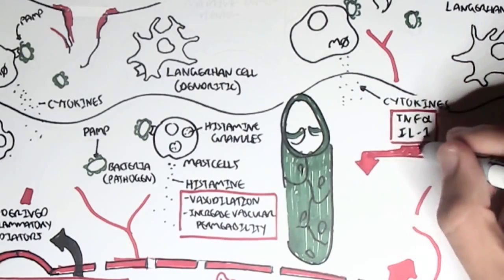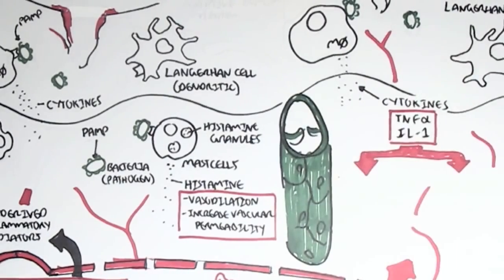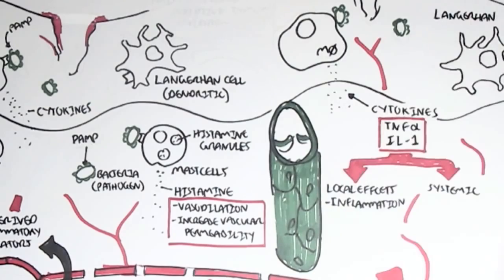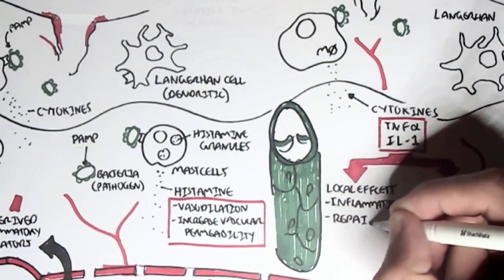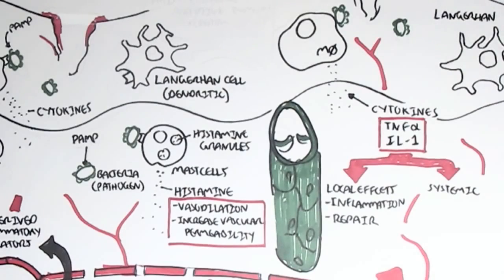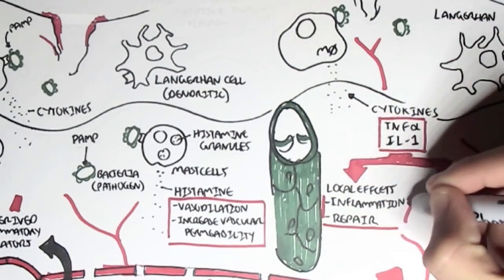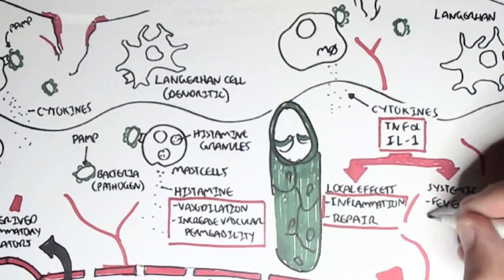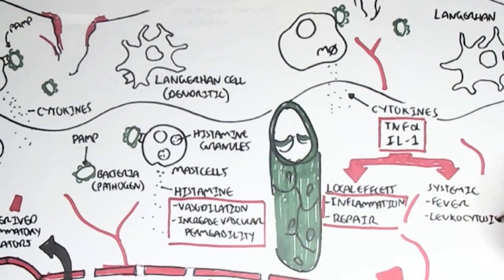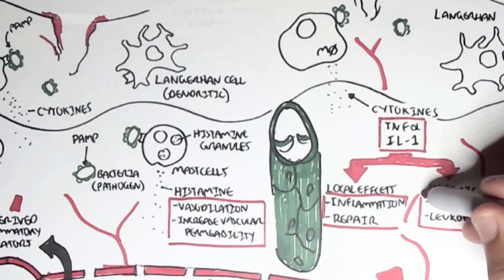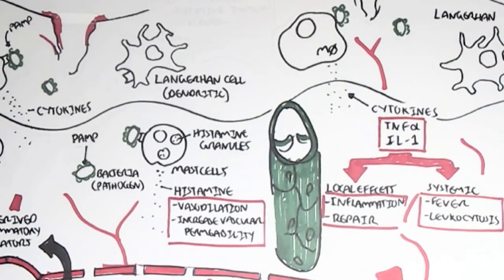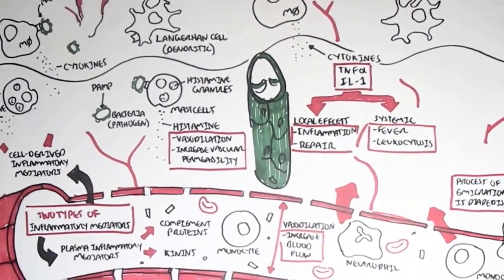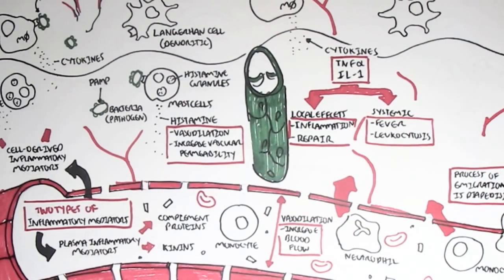These cytokines will cause a local effect and a systemic effect. The local effect being inflammation, which is vasodilation and increase in vascular permeability. The cytokines will also cause tissue repair by stimulating fibroblast activity. The systemic effects include a fever, so becoming hot, as well as leukocytosis, meaning the accumulation of white blood cells circulating within the blood vessel, which usually happens during an inflammatory response.